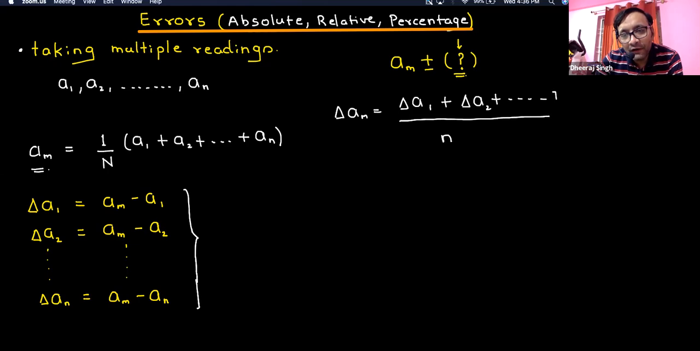For infinite readings, what is this value? It will be exactly 0, right? It will be exactly 0. So that is useless. I mean, that should not be true.